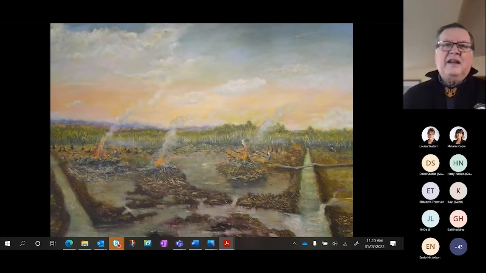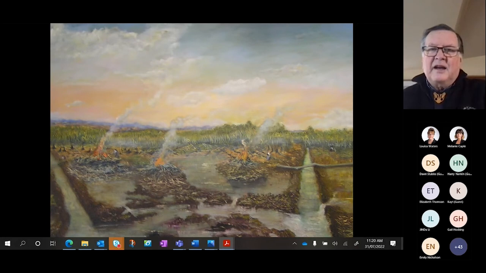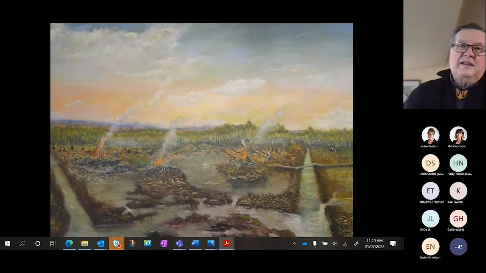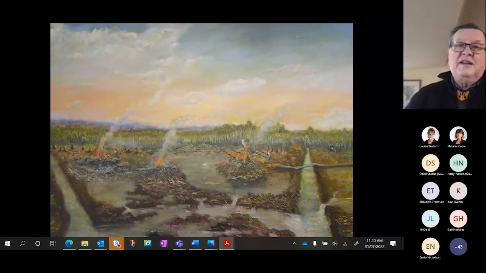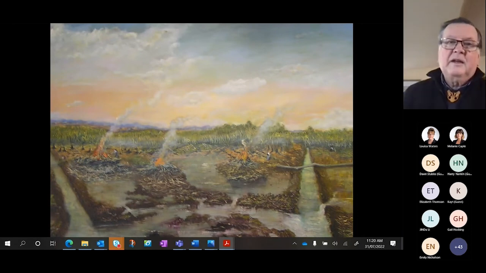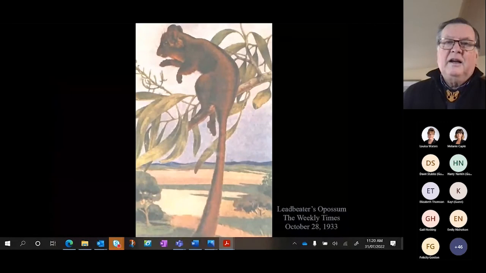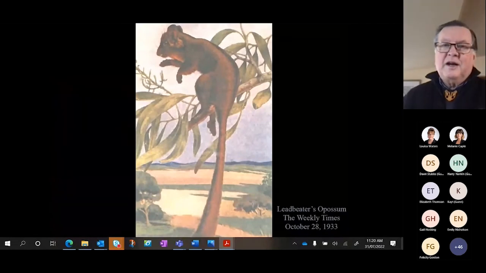And over the next 30, 40 years, the Koo-wee-rup swamps where the animal was found were completely cleared and drained to create farming land. And this is a painting showing that clearing. After 1909, the animal wasn't seen again. And go on. It was assumed to be extinct in 1921.